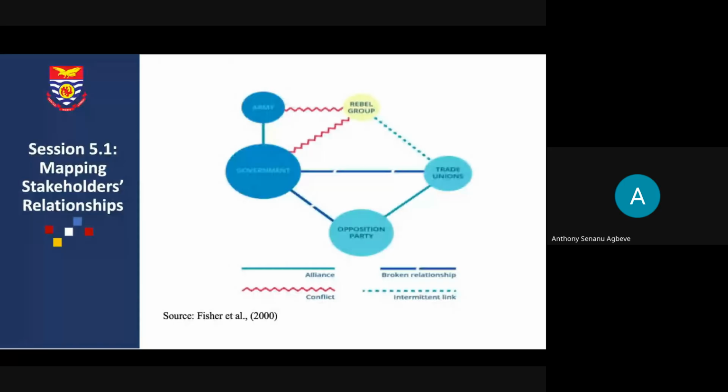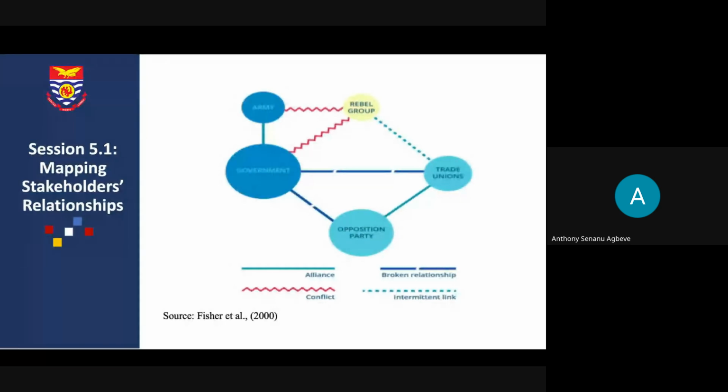So this is how the mapping stakeholders relationship more or less looks like. You want to establish the relationship that exists among these various stakeholders. Who are those who have the alliance? Who are those who have a relationship that is not that smooth, a broken relationship, because sometimes trade unions can go on demonstrations and become violent and destroy property and all that.